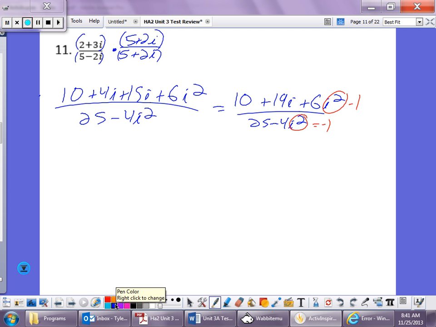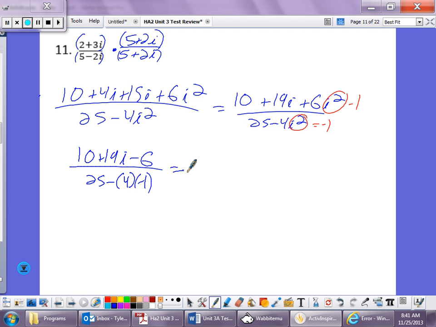So you get 10 plus 19i minus 6 over 25 minus 4 times negative 1. It's going to end up being plus 4. So you get 4 plus 19i over 29.